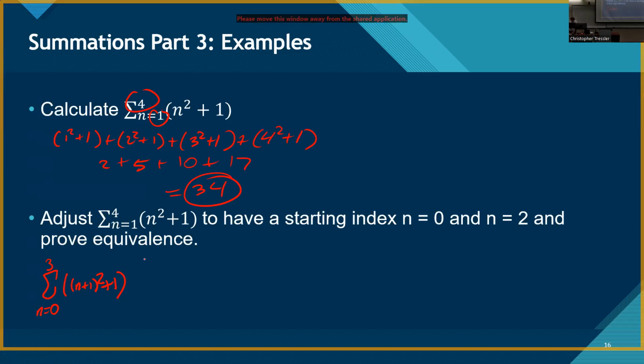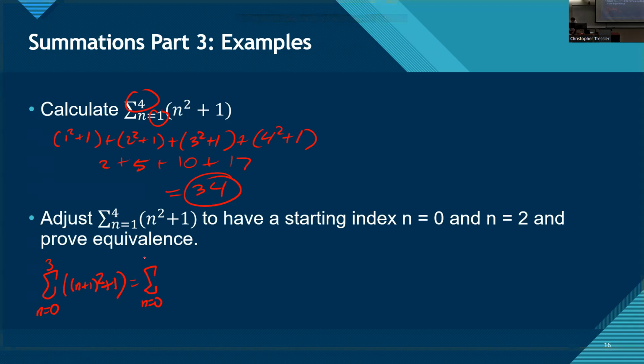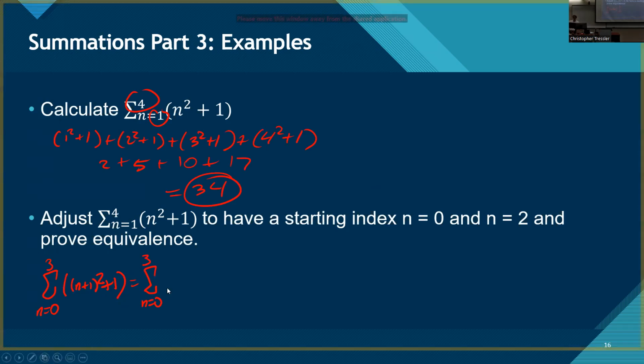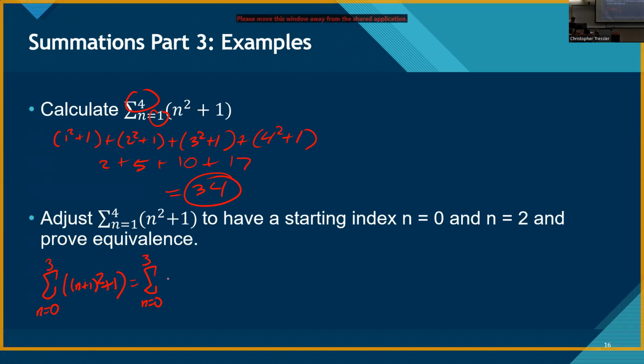So we're going to simplify this. I think someone in the audience just said it. I'm just going to work it out so everyone sees it. So we got n squared plus 2n plus 1, right? Plus 1, which is equal to, for n equals 0 to 3, n squared plus 2n plus 2.